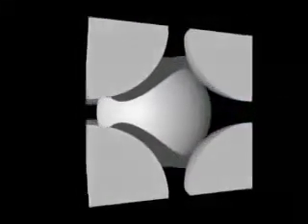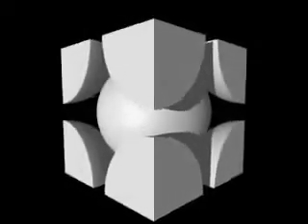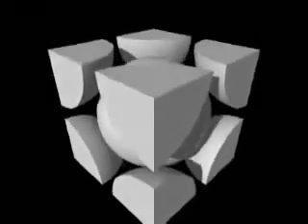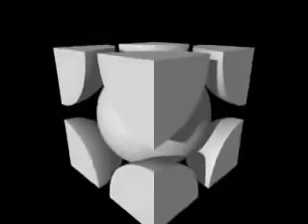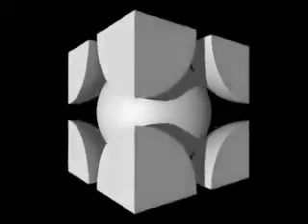The unit cell for the body-centered cubic cell is shown here. In addition to the 8 vertex atoms, this cell contains 1 body atom that lies entirely inside the cell. This gives the equivalent of 2 atoms inside the cell.